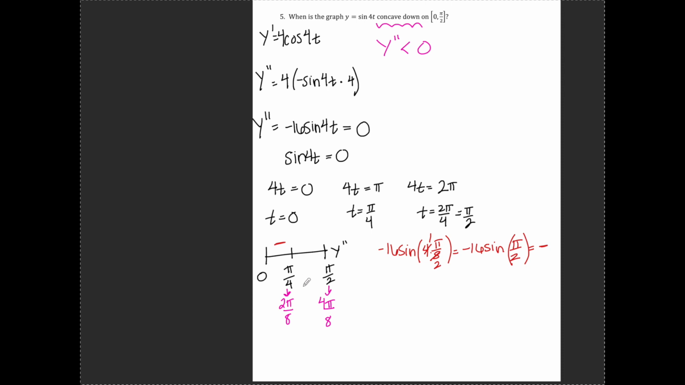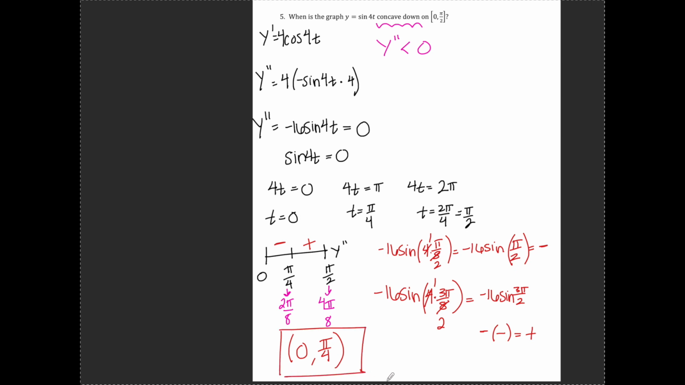Now, if I test a value between 2 pi over 8 and 4 pi over 8, I can pick 3 pi over 8. So negative 16 sine 4 times 3 pi over 8. Reduce the fraction, so I have 1 and 2. So now this is negative 16 times sine of 3 pi over 2. Negative 16 sine of 3 pi over 2 is negative, and a negative times a negative is a positive. So now looking at my number line, I can see that this graph is concave down from 0 to pi over 4.